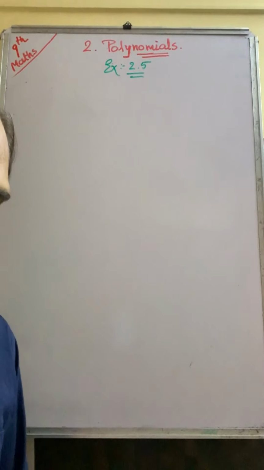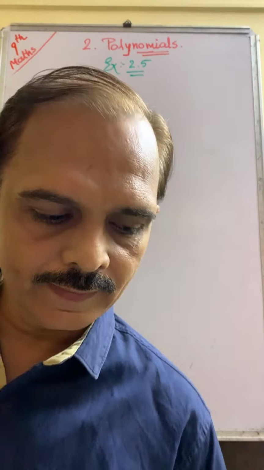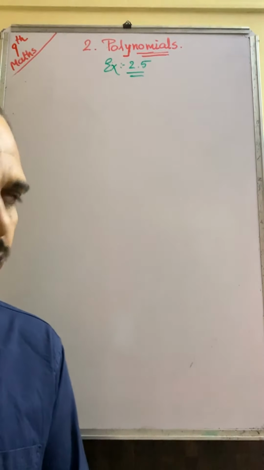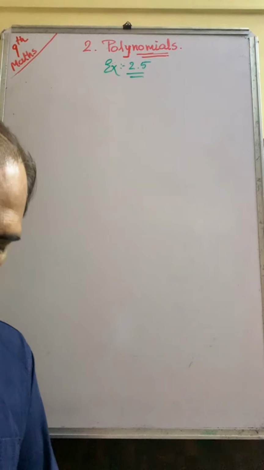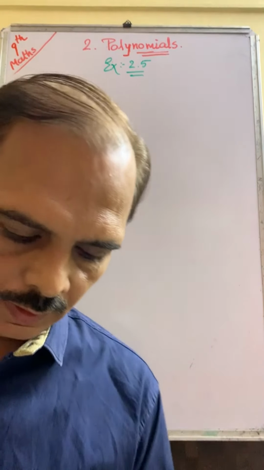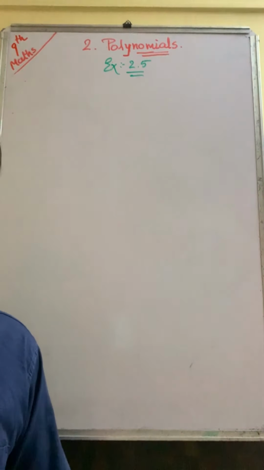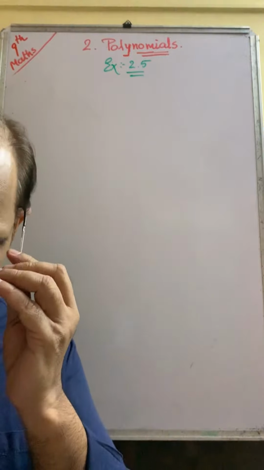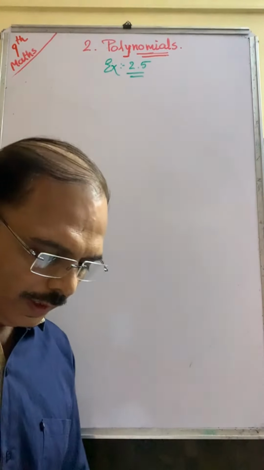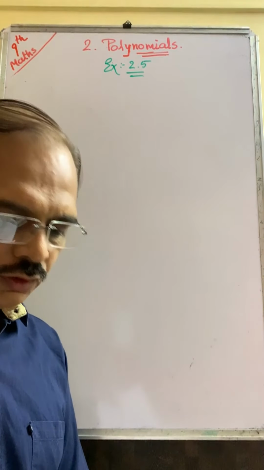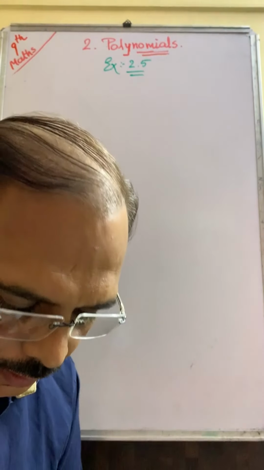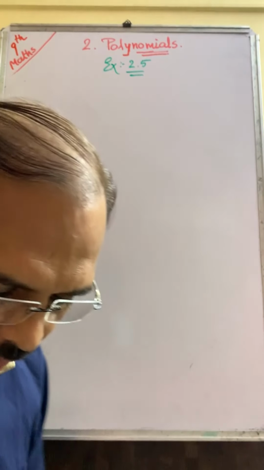Let us start. Question number 4 for exercise 2.5. See in your textbook, question number 4 is expand. Expand each of the following using suitable identities. See, you have to apply the rule, means formula here, identity.